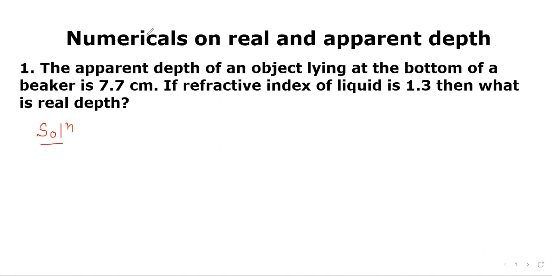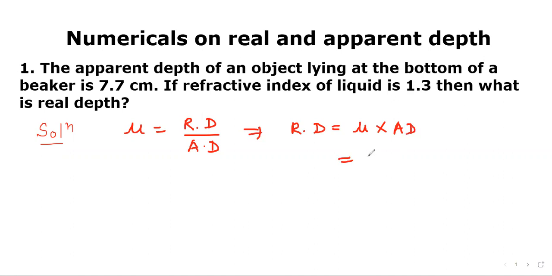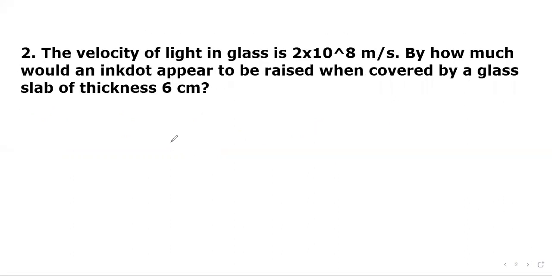Let's consider the solution. We know that mu equals real depth divided by apparent depth. We want to find out the real depth, so real depth equals mu times apparent depth. Mu is given as 1.3 and apparent depth is given as 7.7. If we multiply, we will get 10.01 cm.